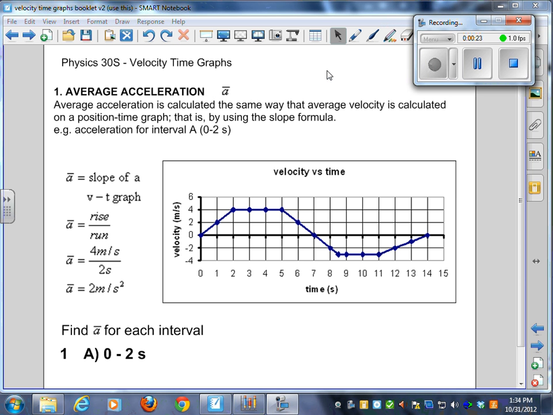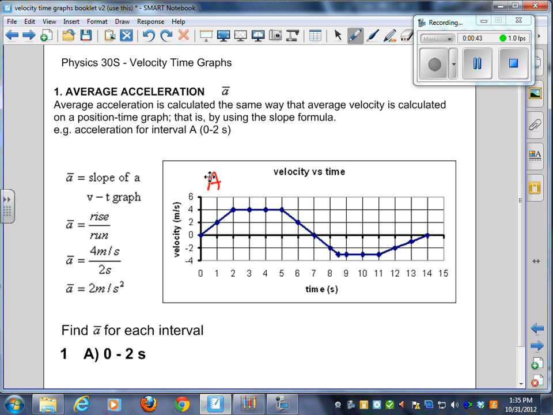It says average acceleration is calculated the same way that average velocity is calculated on a position time graph. That is by using the slope formula. If you don't know how to calculate slope, you have to learn real quick because it's big, big, big. Okay? So here's the example, the acceleration for interval A. So interval A, and you've got them labeled, I think, right?